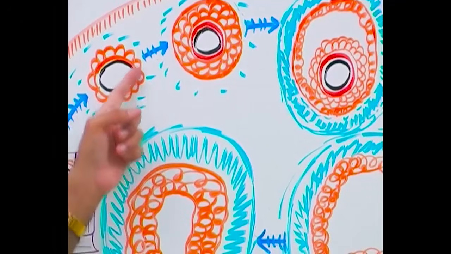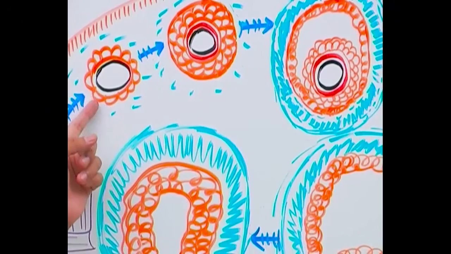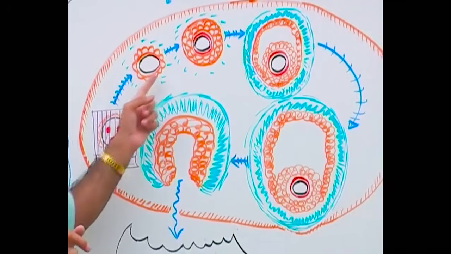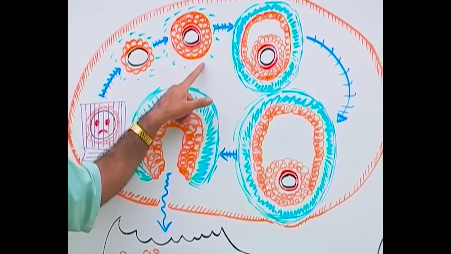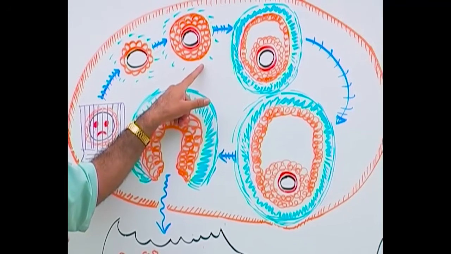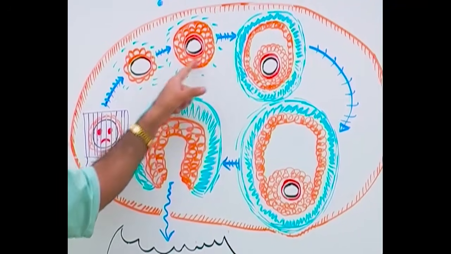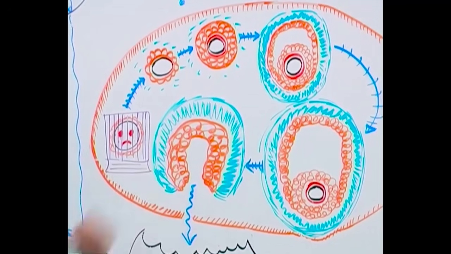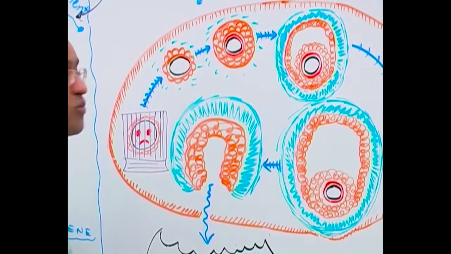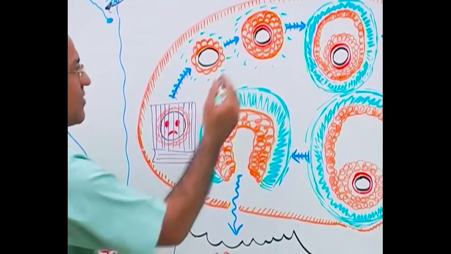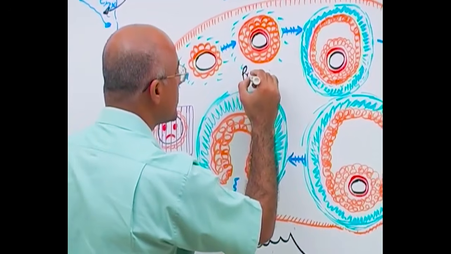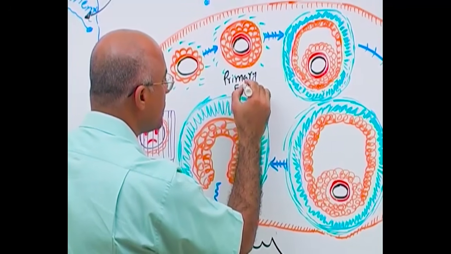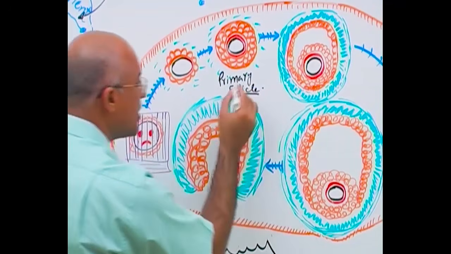And then these follicular cells, which are around the primary ovum, become cuboidal. Originally they were flat cells. They become cuboidal and then multi-layered. They become stratified cuboidal epithelial cells. Is that right? This stage of development of the follicle is called the primary ovarian follicle.